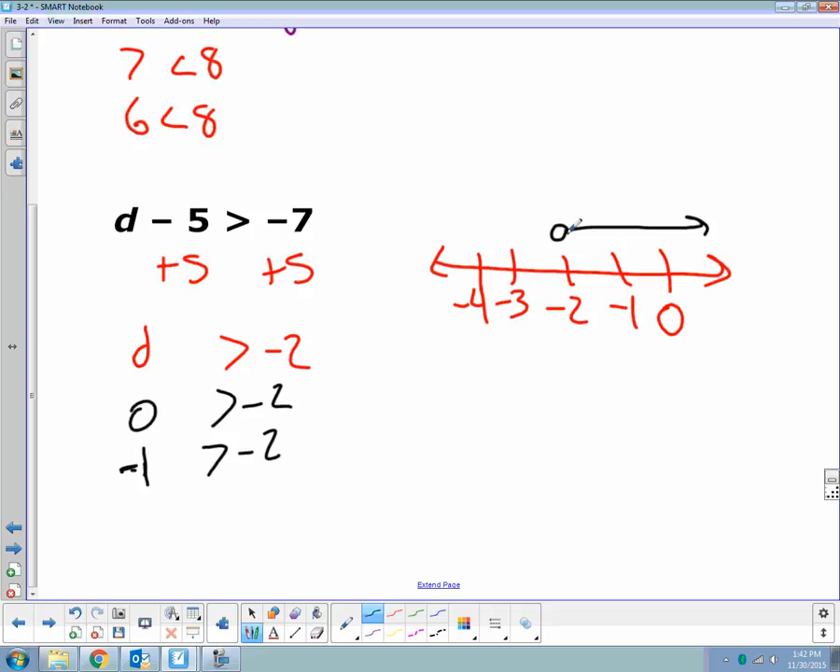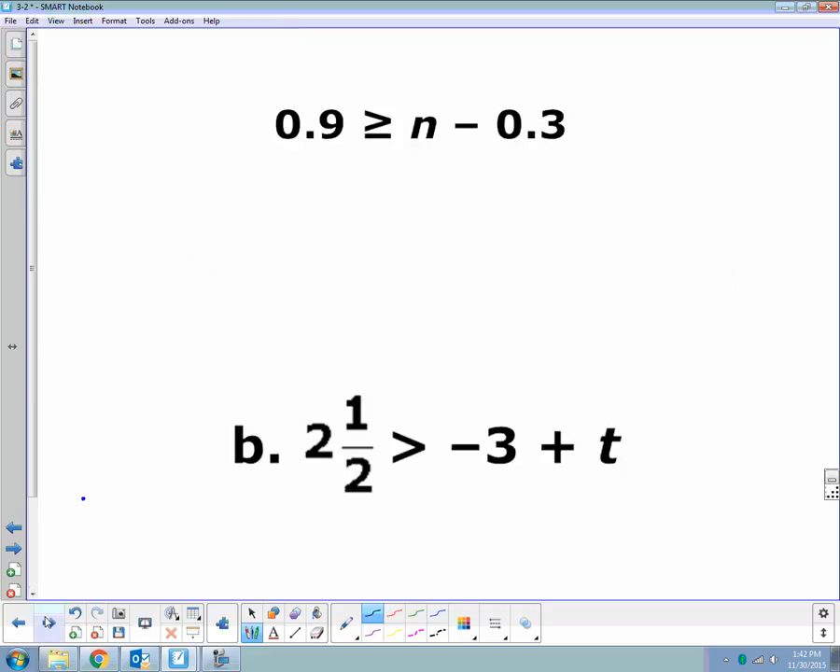Solving the inequality, almost the same as solving an equation. Graphing is a little bit different. Now we're adding that graphing in. But it's very similar solving those inequalities. I'd like you to try these two on your own and then see what you get. Don't forget to graph.